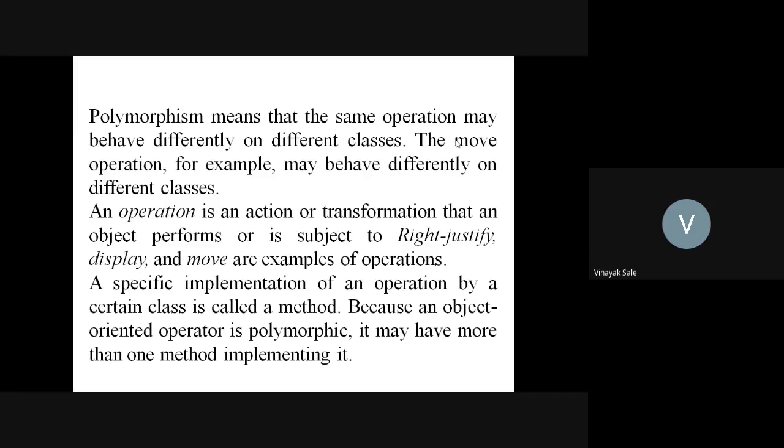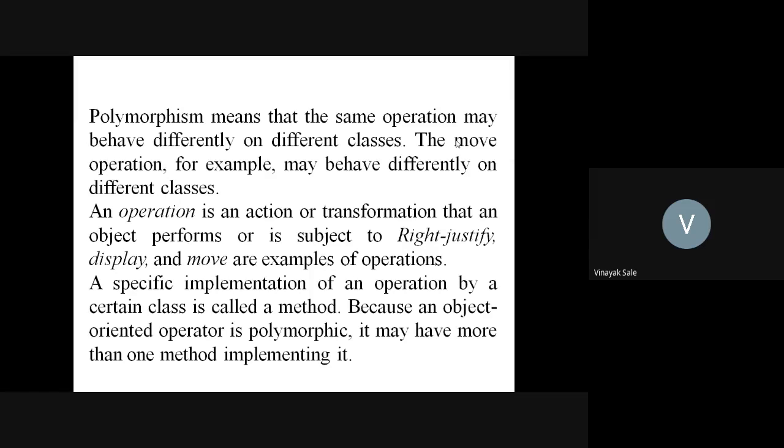There are different shapes. When you are given operations such as draw shape, in the case of a circle or ellipse, it may be drawn with some specific radius. In the case of a rectangle, it should be drawn with a specific length and width. In the case of a square, with a specific size of side. So the same operation behaves differently. The move operation is another example; it may behave differently on different objects.